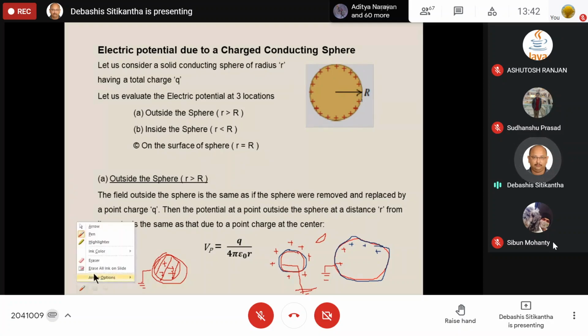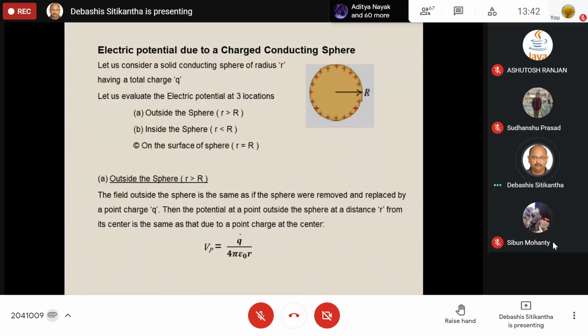Or is there any doubt? Okay, fine. So let us now evaluate the electric potential. If I am having a volume, let us try to find what is the electric potential at three different locations. One on the outer side, the other on the surface of the sphere, and the last one inside the sphere. Now here you can see everything is very self-explanatory.